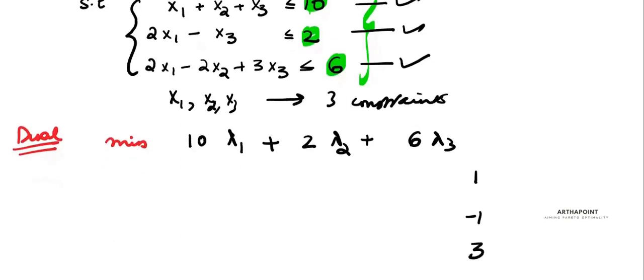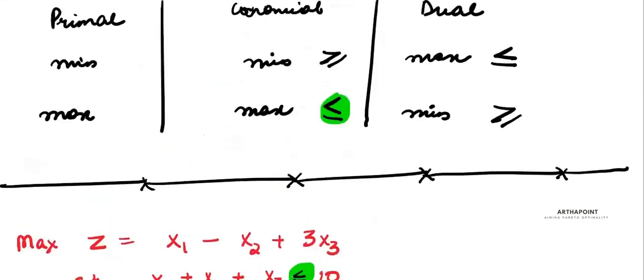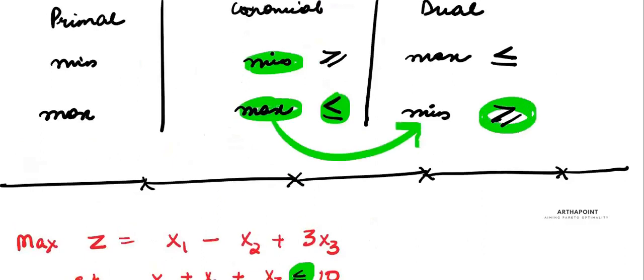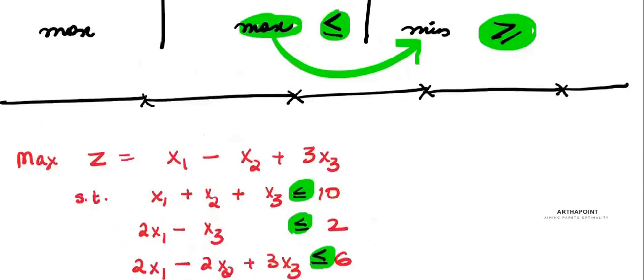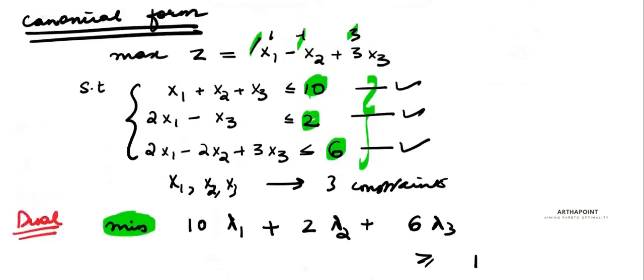So I will write three constraints, and because I am minimizing my function, when you go from a max function to a min function, all the constraints will be greater than equal to. So what I do is I write a greater than equal to sign everywhere. And now I am just going to transpose my initial matrix.